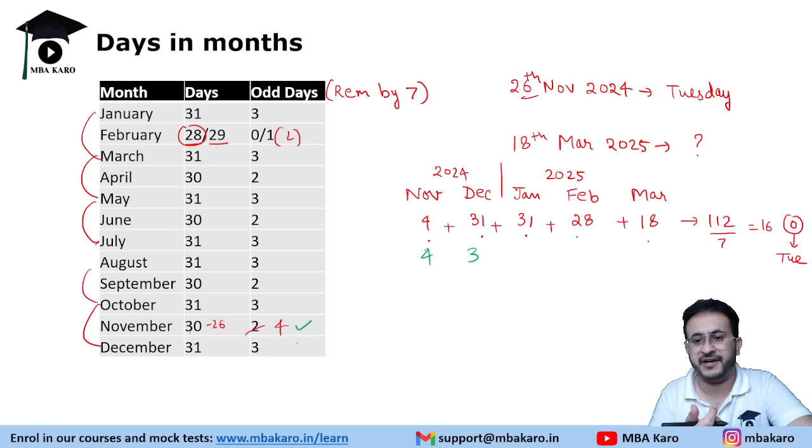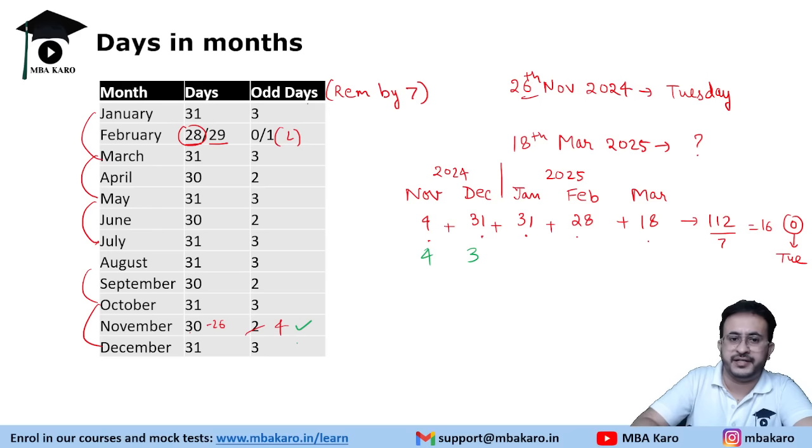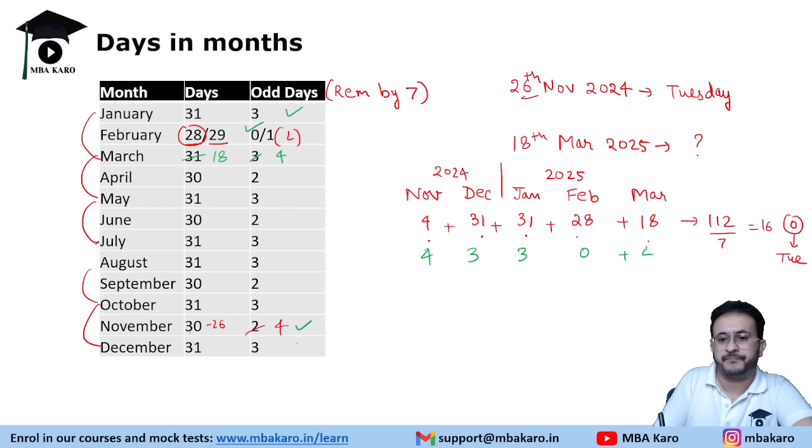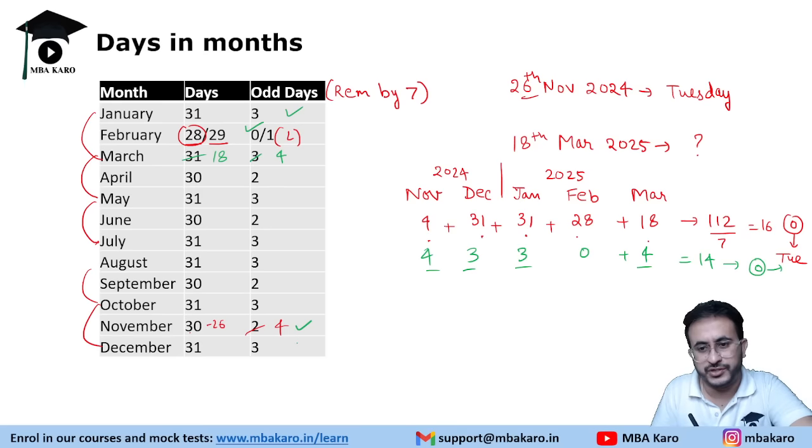Odd days means divide by 7, whatever is the remainder. January we will have 3 days. February we have 0 days. And March we have to count till 18. So 18 divided by 7, remainder is 4. So add 4. Now see, it is easy to add. 7, 7, 14. 14 we know is divisible by 7. So 0 extra days. That means it will be Tuesday.